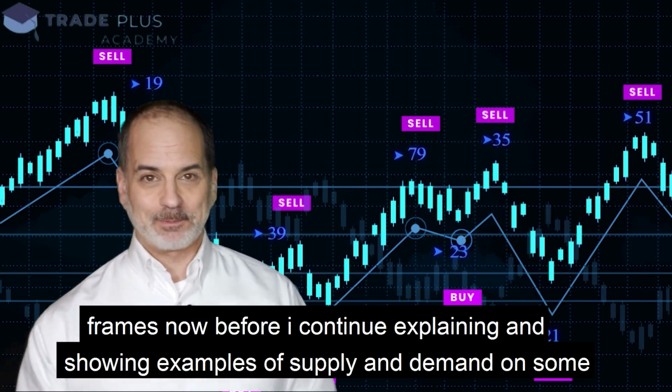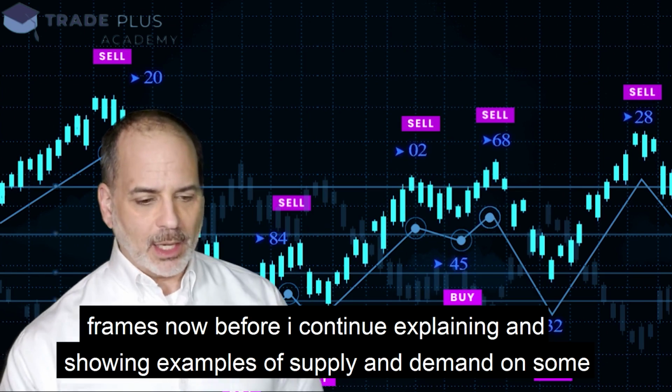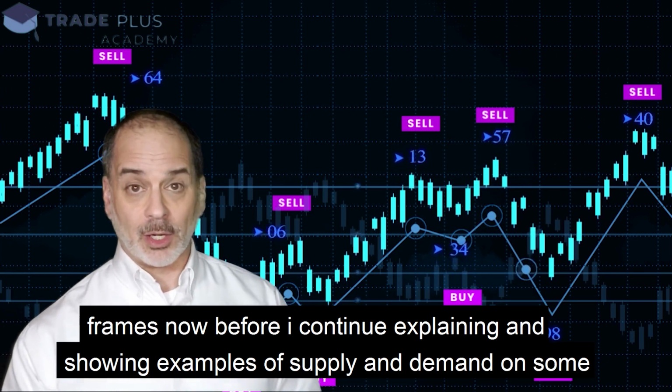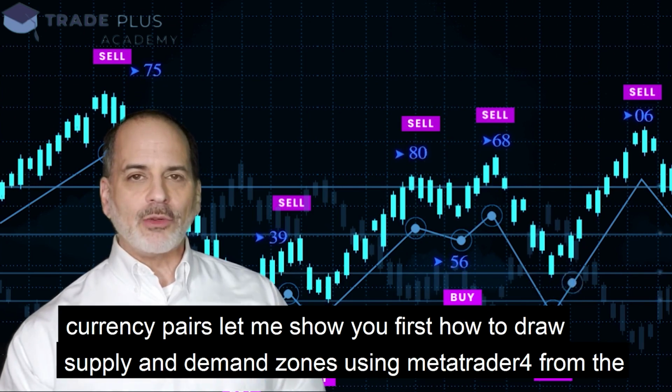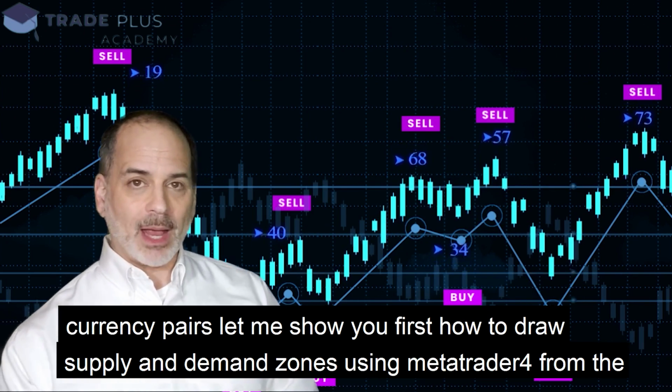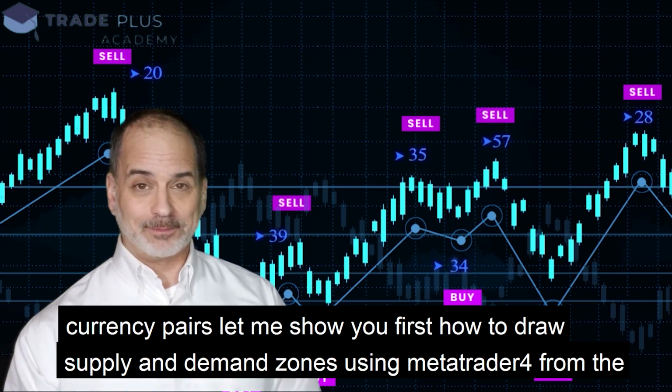So make sure to analyze the market accurately if you decide to enter it using supply and demand zones in lower time frames. Now, before I continue explaining and showing examples of supply and demand on some currency pairs, let me show you first how to draw supply and demand zones using MetaTrader 4.